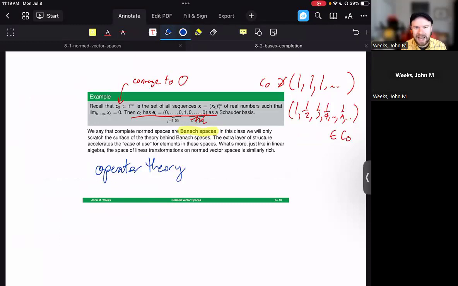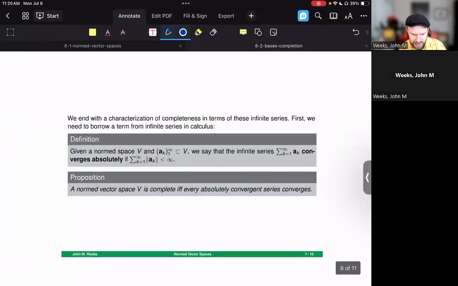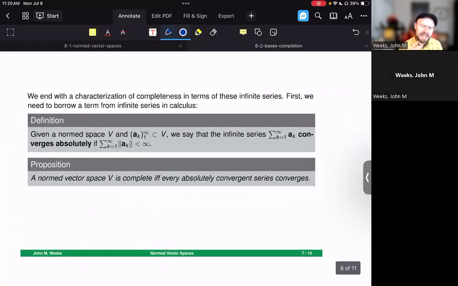Unfortunately, we don't have time to talk about all the wonderful things that I would love to get the chance to share with you. But this does get us started here with talking about these Banach spaces. Let's end with one last theorem, which is how we can characterize completeness, once again, in terms of infinite series.